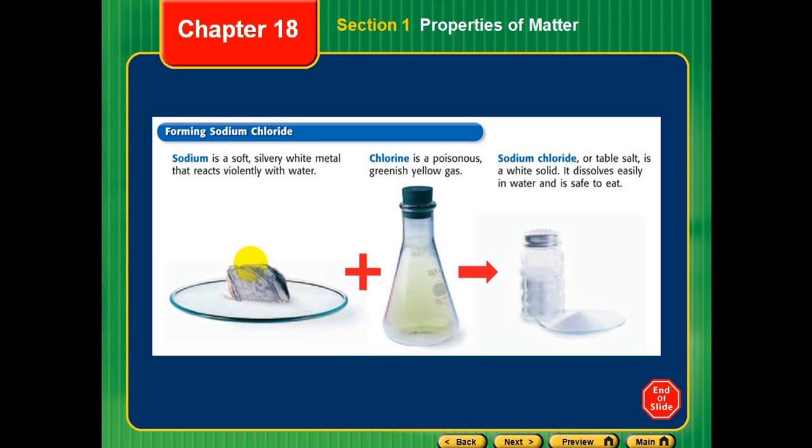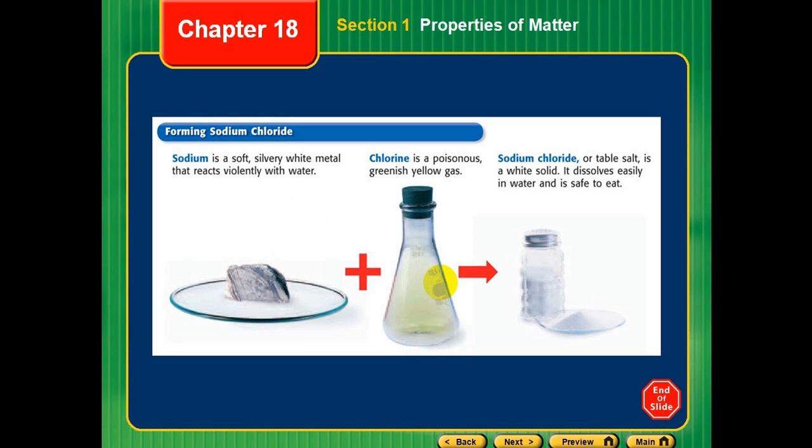Chlorine is a poisonous greenish yellow gas. So the sodium reacts with chlorine to give sodium chloride, table salt. Both of them are poisonous and dangerous, but when they combine together or bond together, they form a new substance, sodium chloride, which is totally different. It dissolves easily in water and is safe to eat.